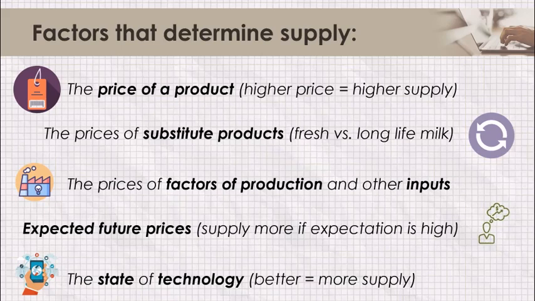And the last one is the state of technology. If the company has an advancement in technology, then they will notice that suddenly for the same amount of time, because they've got newer equipment, they can supply more products. But if the company doesn't have very new technology, then they are not able to supply enough products. So these are factors that determine supply.